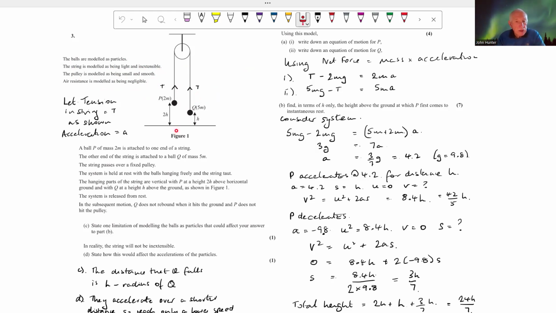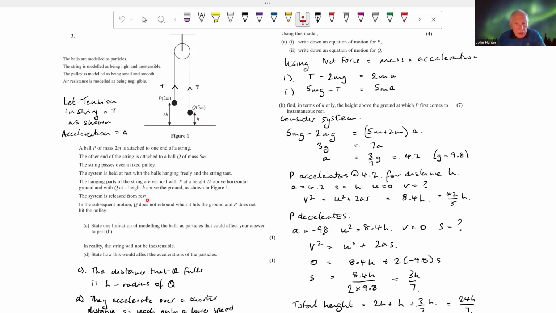Right, okay, and so here we go. It's all described here. We've got a mass of 2m at the end of P, 5m at the end of Q. It starts off at rest with them hanging freely. And we've also got these distances. I think as soon as you see weights and distances, you've got to suspect there's going to be both forces and kinematics involved in this.